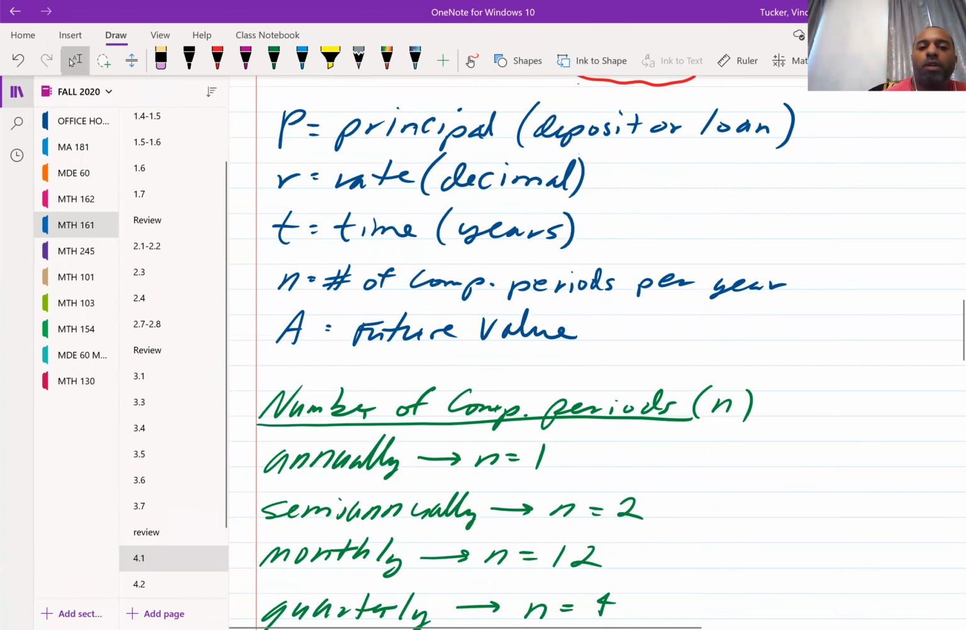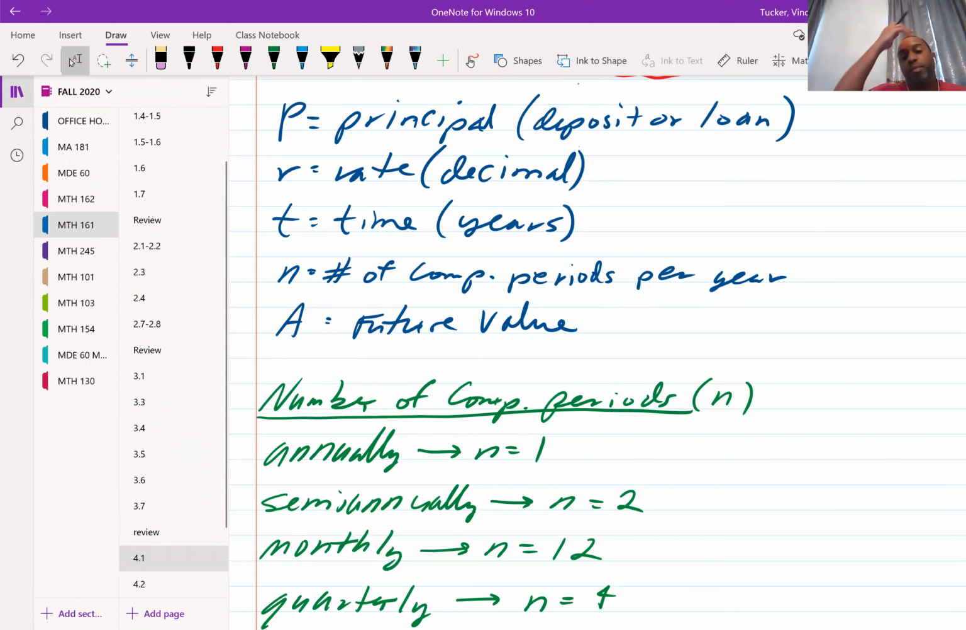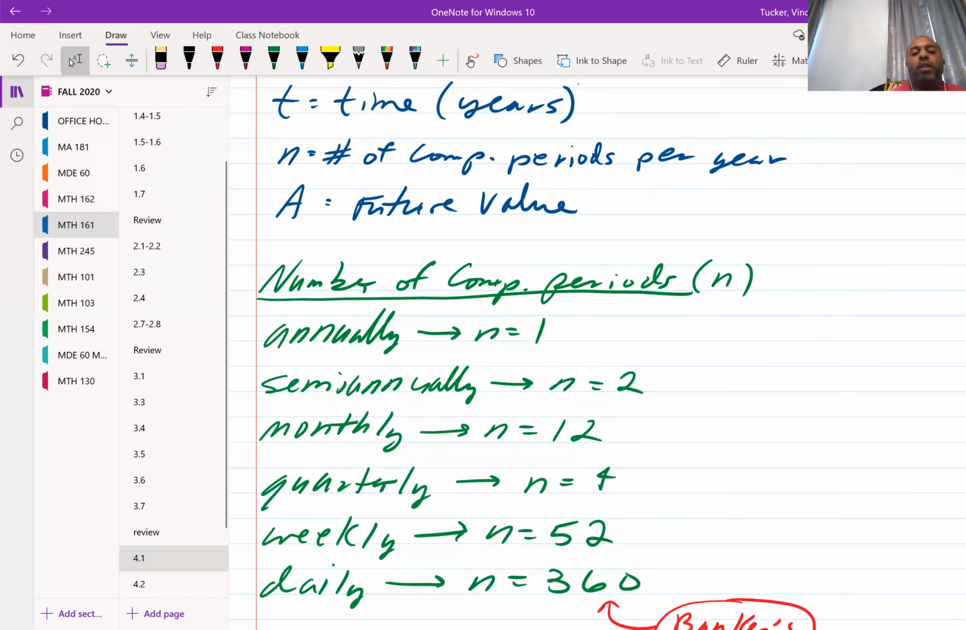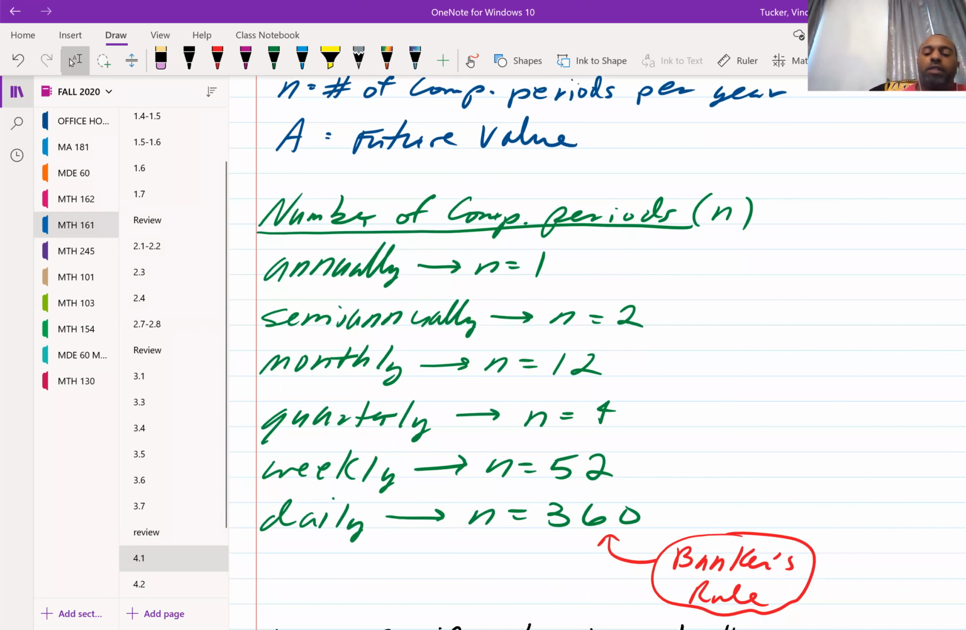So when it comes to the number of compounded periods per year, there will be keywords that will let you know what n is going to equal. Annually, n is equal to 1. Semi-annually, n is equal to 2. Monthly, n is equal to 12. Quarterly, n is going to be 4. Weekly, 52. And then daily is going to be 360, not 365. It's going to be 360 because of Banker's rule.